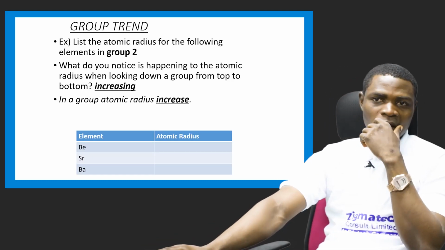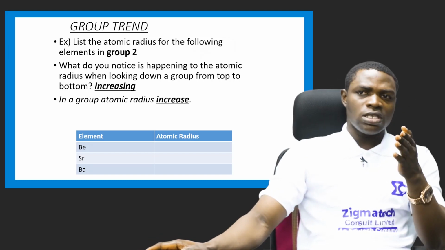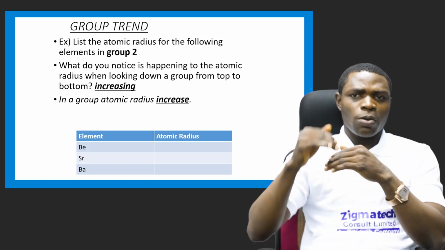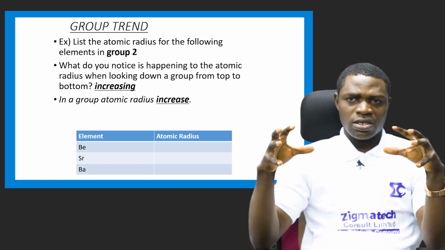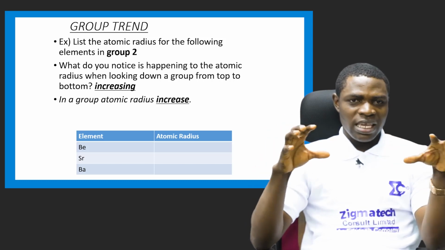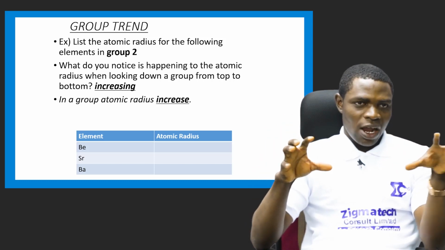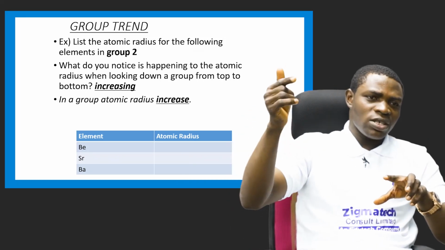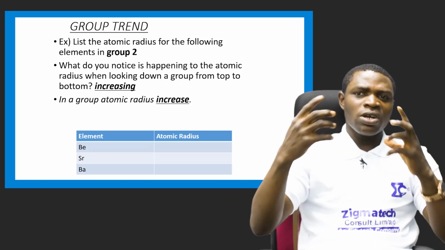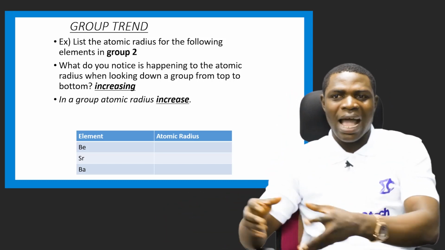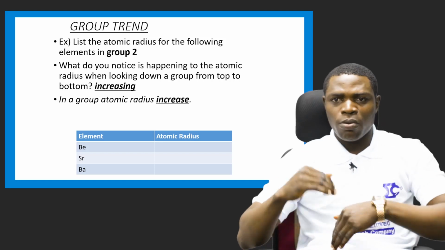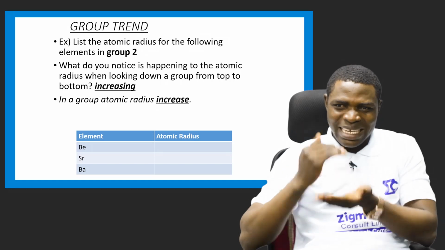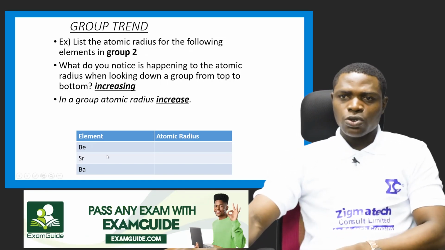So let's look at the group. If you look at the group, you'll notice that the atomic radius, looking down the group from top to bottom, increases. Ionization energy increases across the period and decreases down the group. Atomic radius is the opposite, because atomic radius decreases across the period and increases down the group, from beryllium to strontium and to barium. You see the increase from top to bottom.